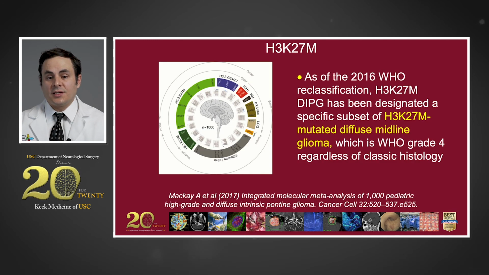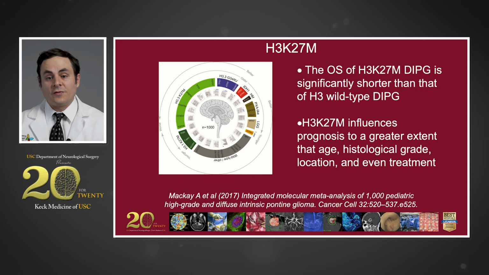As of the 2016 WHO reclassification, H3K27M DIPG has been designated a specific subset of overall diffuse midline glioma, or H3K27M mutated diffuse midline glioma, which is WHO grade 4 regardless of histology. The overall survival of K27M DIPG is significantly shorter than that of H3 wild-type DIPG, and the H3K27M mutation influences prognosis to a greater extent than age, histologic grade, and even treatment.